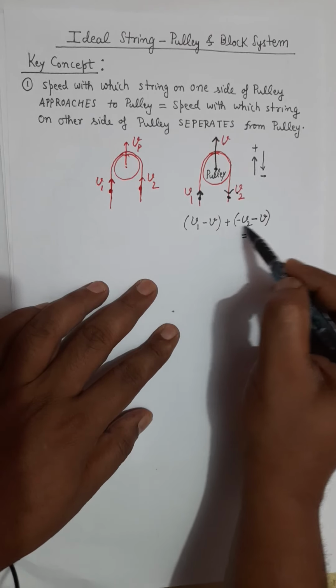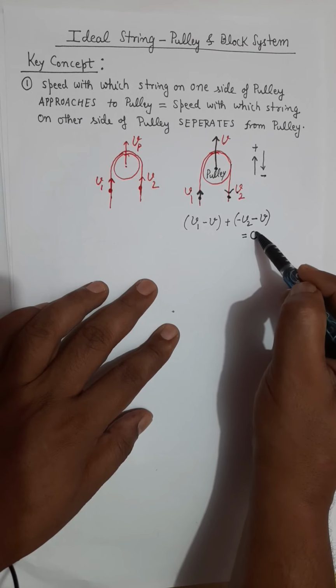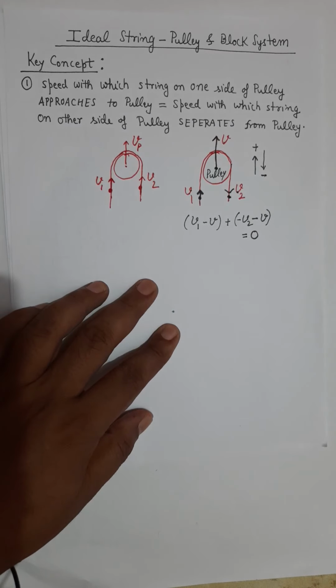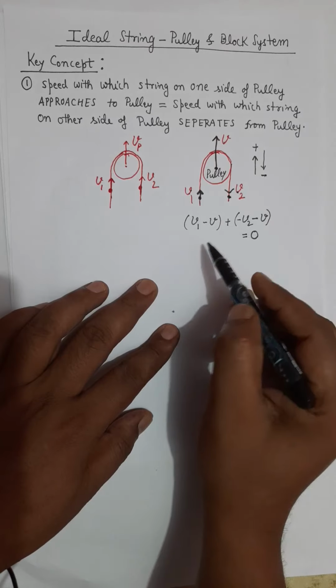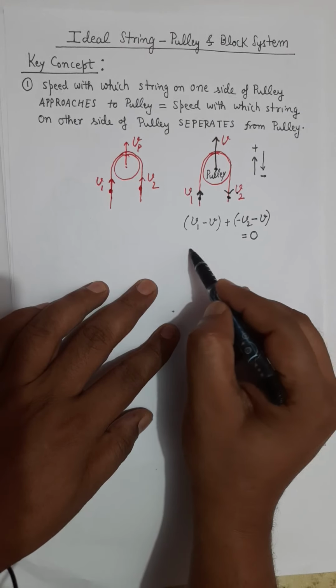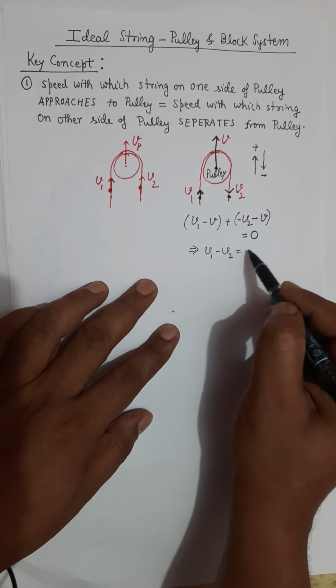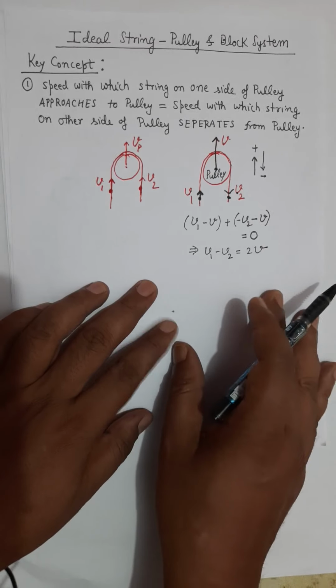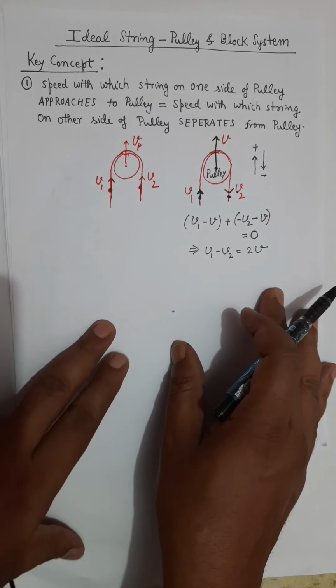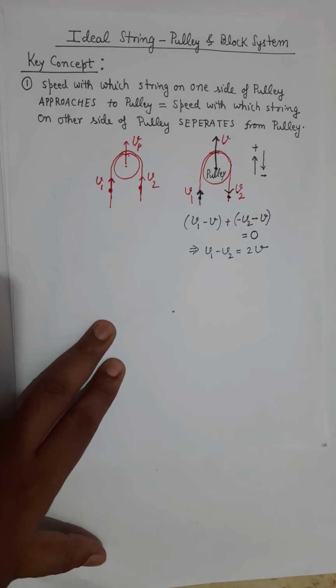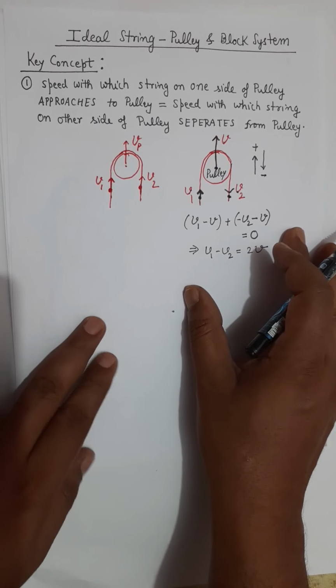And now you simply add these two and put it equal to 0. If you do so, you get a result which is v1 minus v2 will be twice of v. That's an easy, faster way of finding the constraint equation.